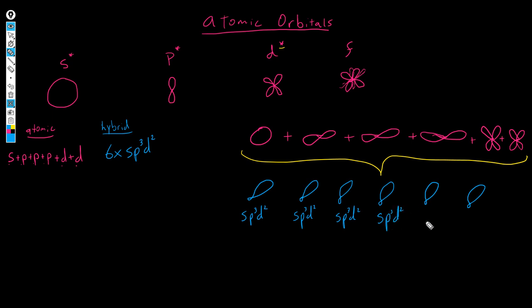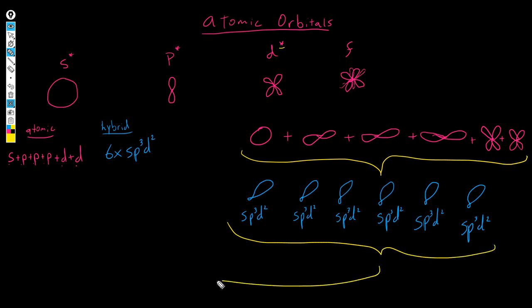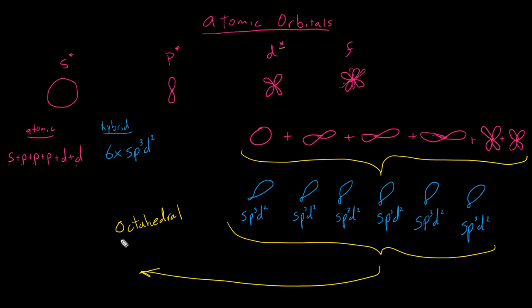Something that those atomic orbitals could not do because of their complex shapes. So these can come together in a different manner to create what we call an octahedral shape. The last one of the expanded octets that we talked about in the last section. So something like SF6 will have this shape.